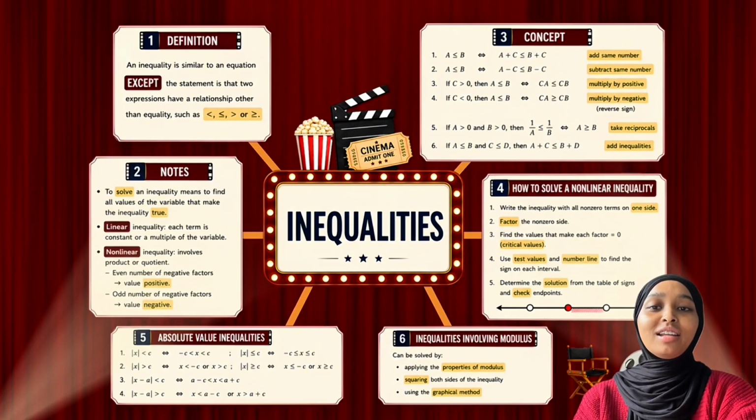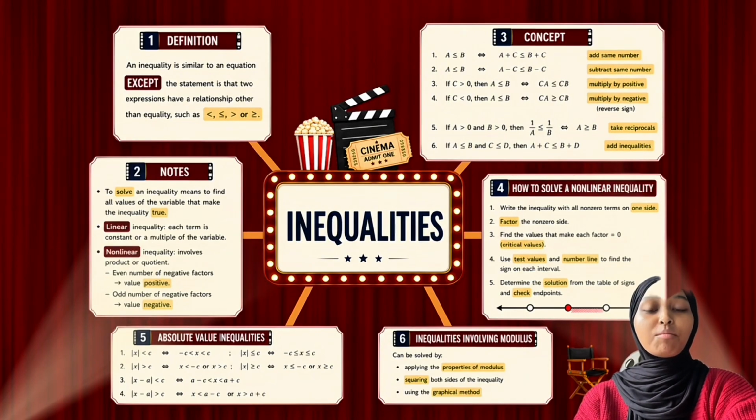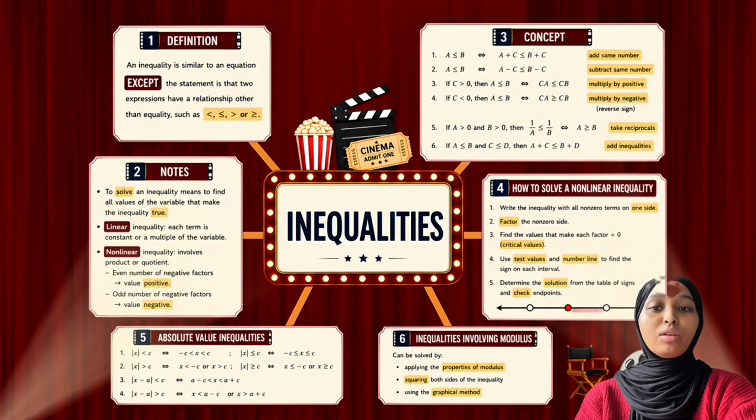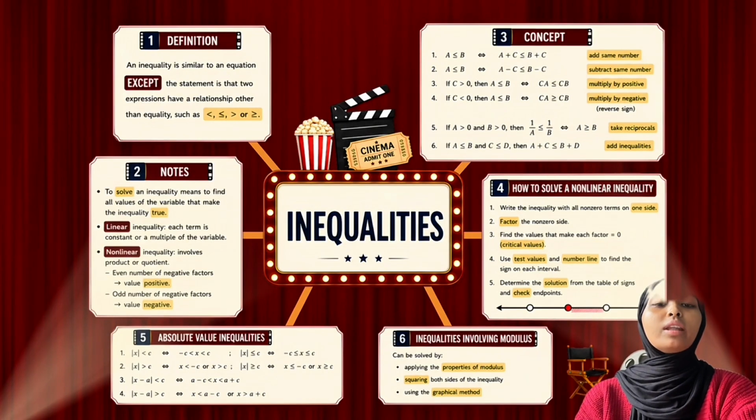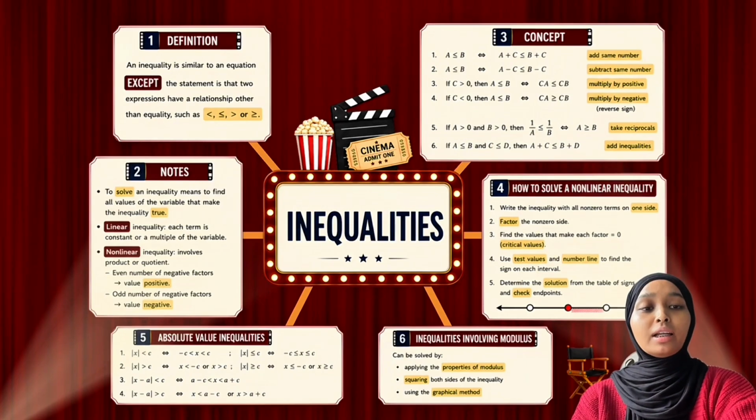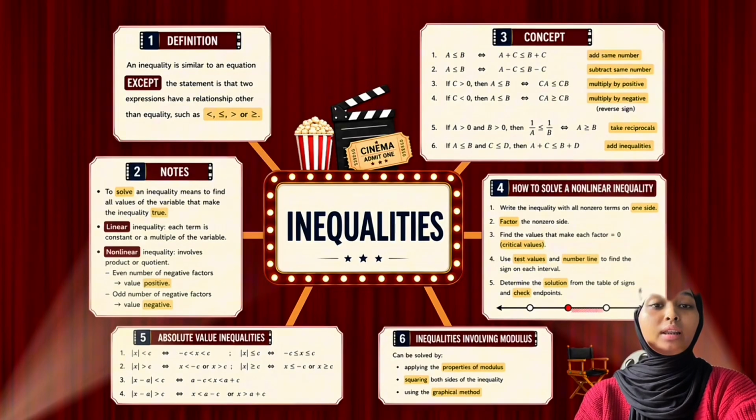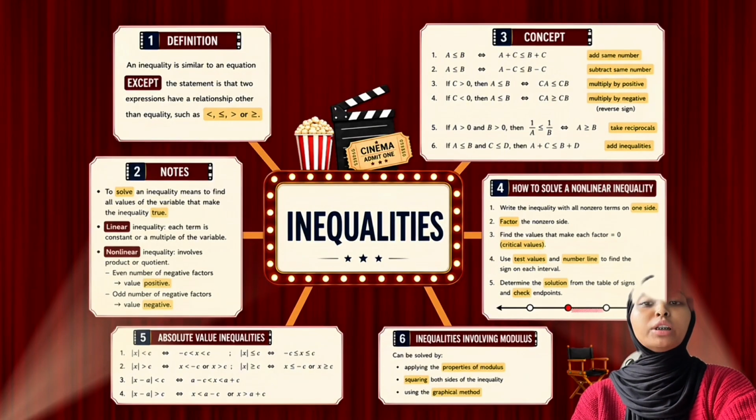For non-linear inequalities, we first move all terms to one side so that the other side becomes 0. Then we factorize the expression and find the critical values by setting each factor equal to 0. These values divide the number line into several intervals. We test one value from each interval to determine whether the expression is positive or negative. Finally, we select the interval that satisfies the original inequality and check whether the endpoints should be included. The slide.